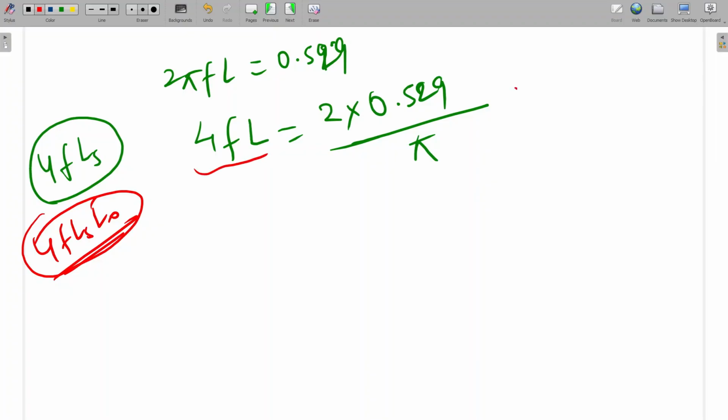What is the 4 f L value here? 2 into 0.529 divided by pi. How much will it be? 0.33677. So from the given reactance data, in step 1, we have calculated the 4 f L value.